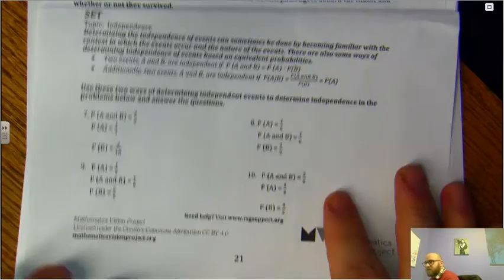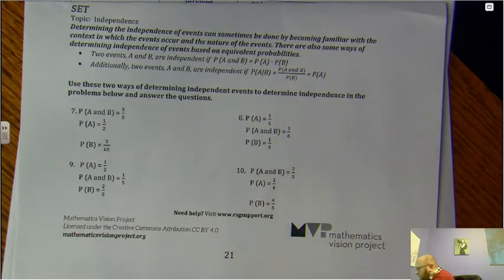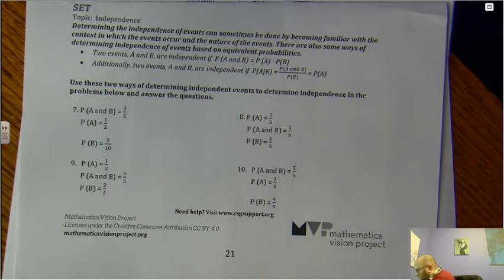Alright, let's do it this way. Independence. We're going to be determining the independence of events, and this can sometimes be done by becoming familiar with the context in which the event occurs and the nature of the event. There are also some ways to determine independence of events based on equivalent probabilities.